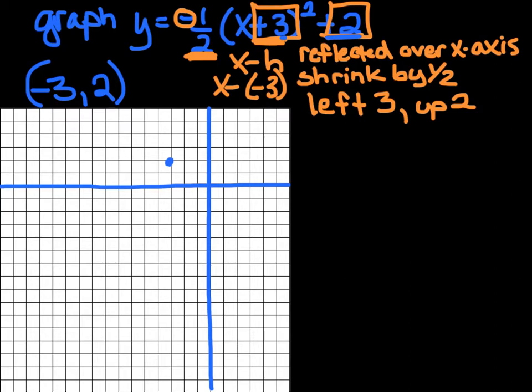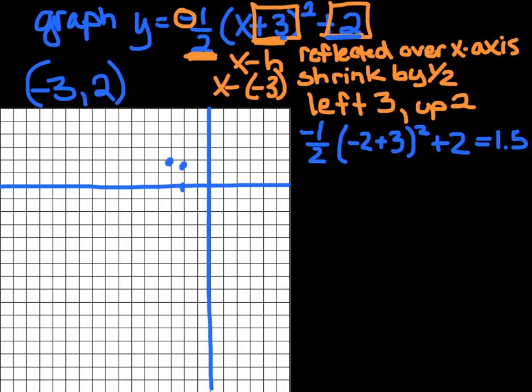So if I picked x is negative 2, the next x over, then I'm plugging a negative 2 into the equation for x. And so I have negative 1/2 times negative 2 plus 3, which is 1, squared, which is 1. So negative 1/2 plus 2. 2 minus a half is 1 1/2. So I know that when x is negative 2, y is 1 1/2.